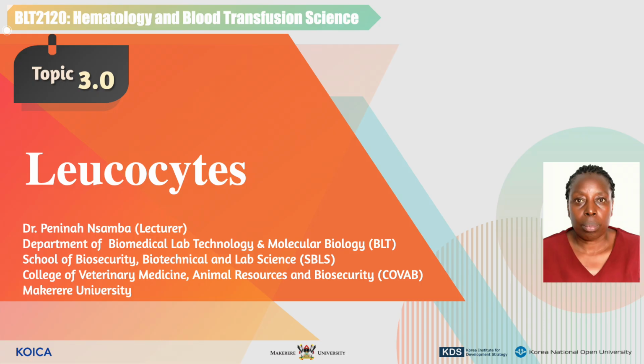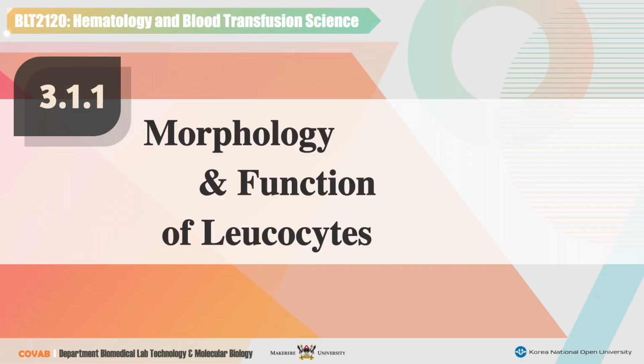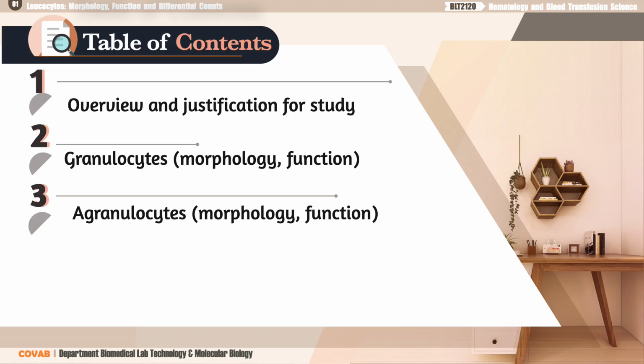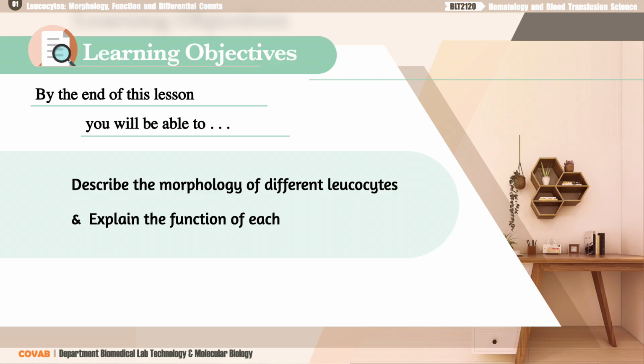Most welcome to today's topic, 3.1 leukocytes. We shall start with the morphology and function of the leukocytes. The contents will include an overview and justification for their study. Then we shall look at granulocytes, morphology and function, and agranulocytes, morphology and function. The learning objectives: by the end of this lesson, you'll be able to describe the morphology of the different leukocytes and explain the function of each.